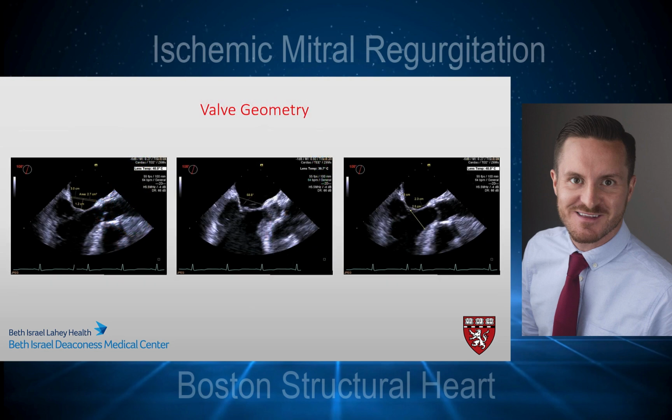We can also perform basic measurements manually, such as tenting height and tenting area. We can look at the P3 leaflet retraction angle, along with some geometric indices that predict the occurrence of SAM post mitral valve repair, such as the AL-PL ratio, the C-sep distance, and the mitral-aortic angle.